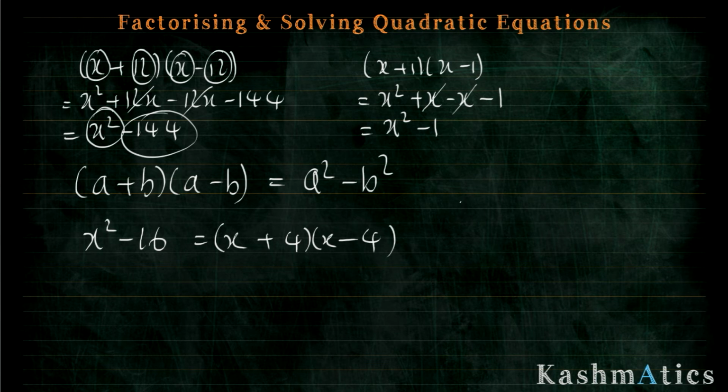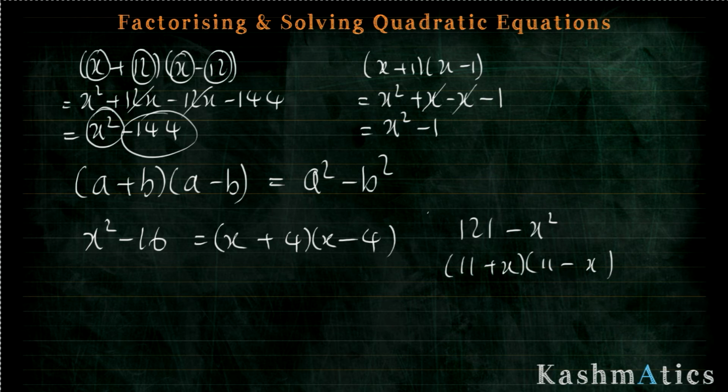Okay, so if instead I had something like 25 take away, well, let's not do 25, let's do a different number, because I've used that in one of my questions. So 121 take away x squared, that would be 11 and 11 for the first number, because that's the square root of 121. x and x, plus minus. It doesn't matter which way around it is, whether the plus is first or the minus is first. But the numbers have to be in the right order.